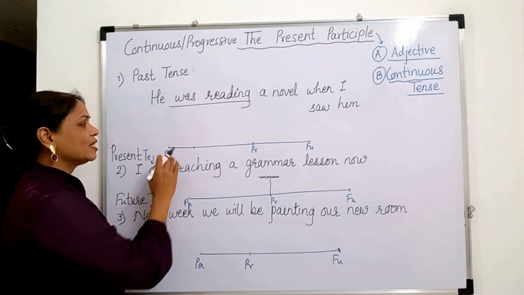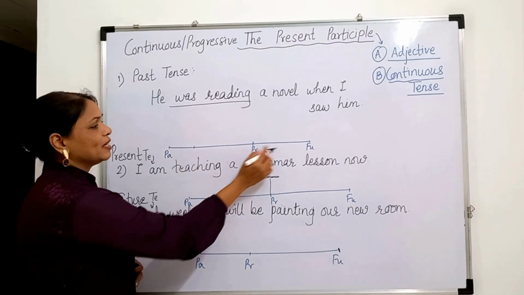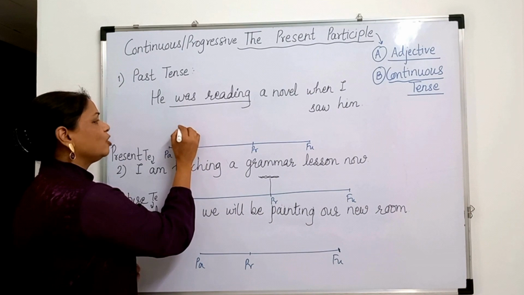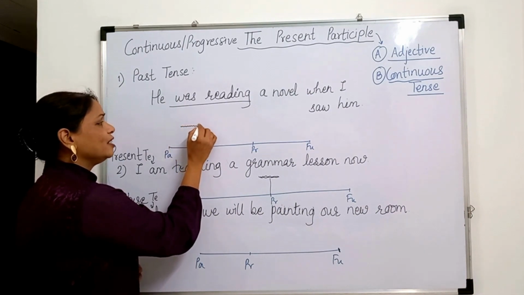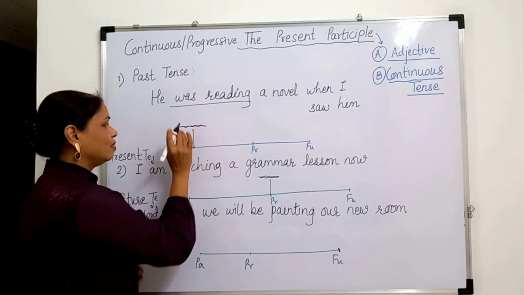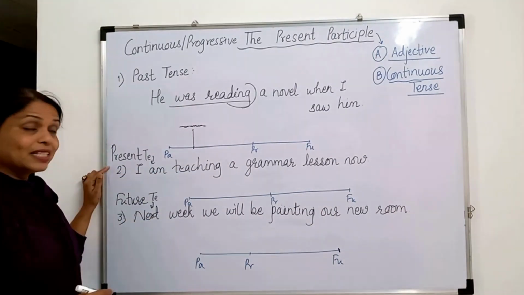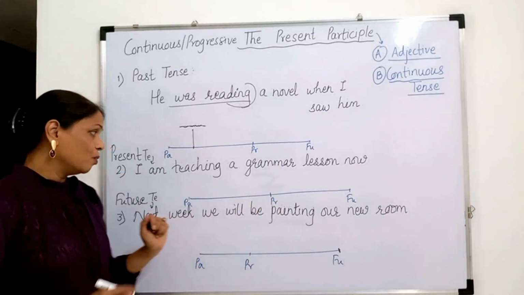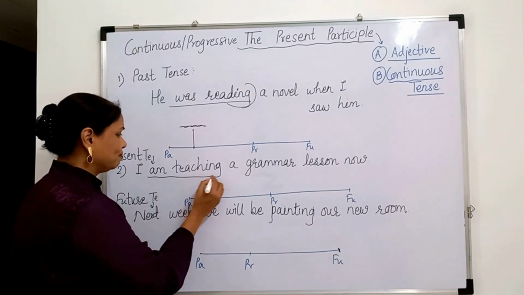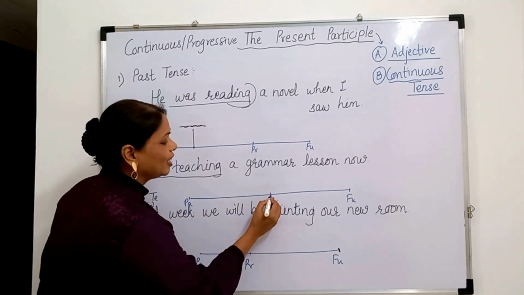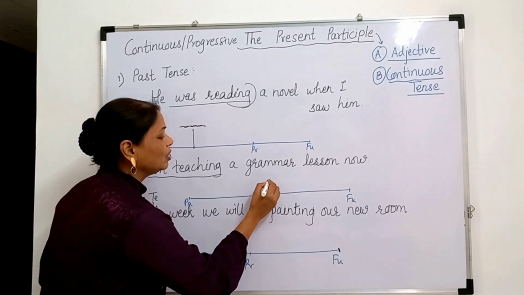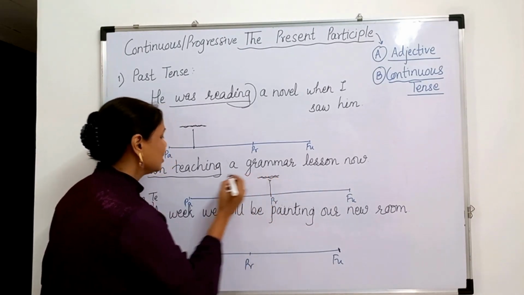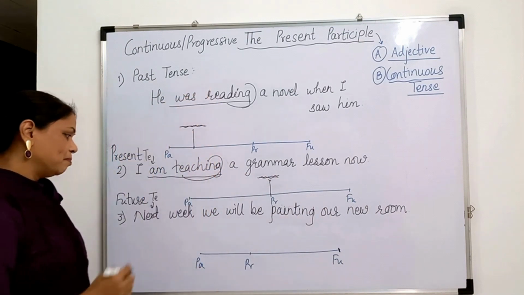Let's have a look at this timeline. Past, present and future. In the past, somewhere at this point, the action of reading started and it continued for a while. Was reading. The present continuous tense. I am teaching a grammar lesson now. Am teaching. On the timeline, the action is going on here at present. Am teaching. Teaching is the present participle.